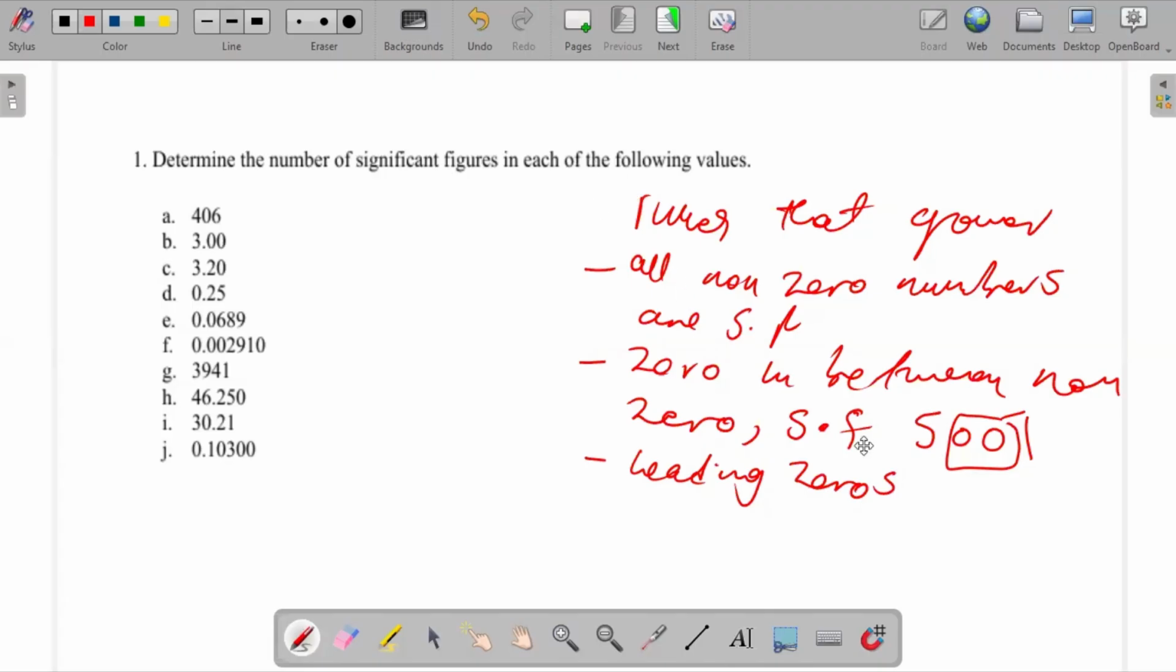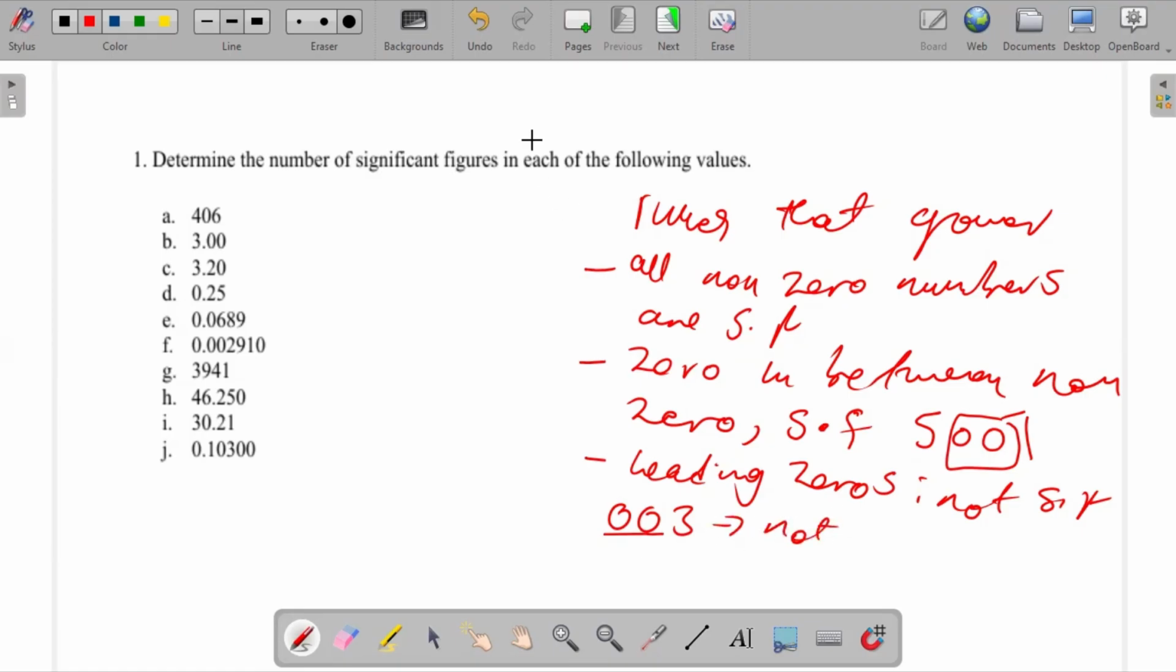For the sake of time, leading zeros are zeros that appear before a non-zero number. It doesn't matter whether there's a decimal point or no decimal point, as long as the zero is in front of non-zero numbers, it's called a leading zero. So all leading zeros are not significant. Let's say you're having a number 003. You notice that these zeros are in front of a non-zero number, isn't it? So in this case, these zeros are not significant.